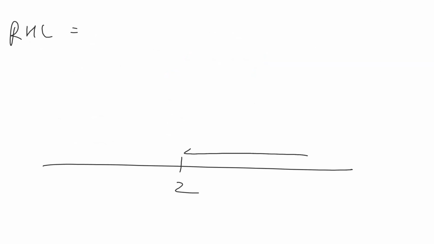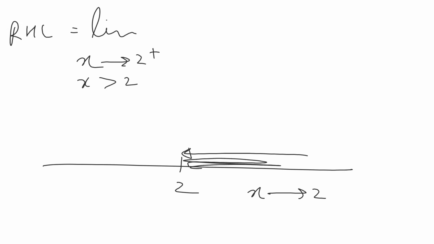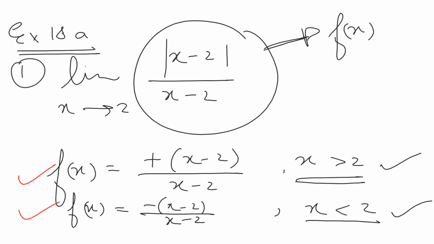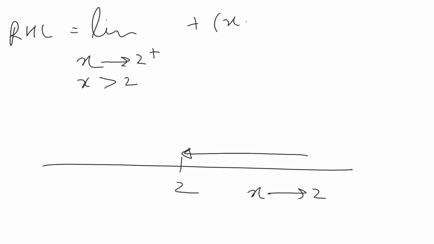We are calculating the right hand side limit because the value of x is approaching 2, okay, from the right hand side. Okay, so limit x approaching 2 plus, 2 plus is nothing but the value of x is approaching 2 from the right hand side. So all the right hand side values are greater than 2, right? So look at the function that we are supposed to use. We'll use the first function because this is for x is greater than 2. Okay, so we'll write plus x minus 2 upon x minus 2.